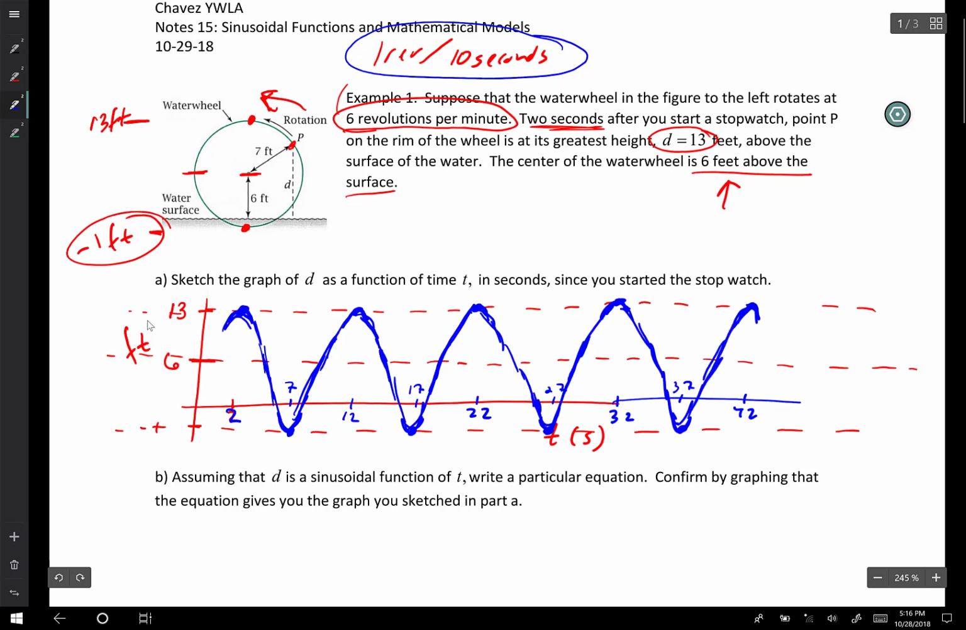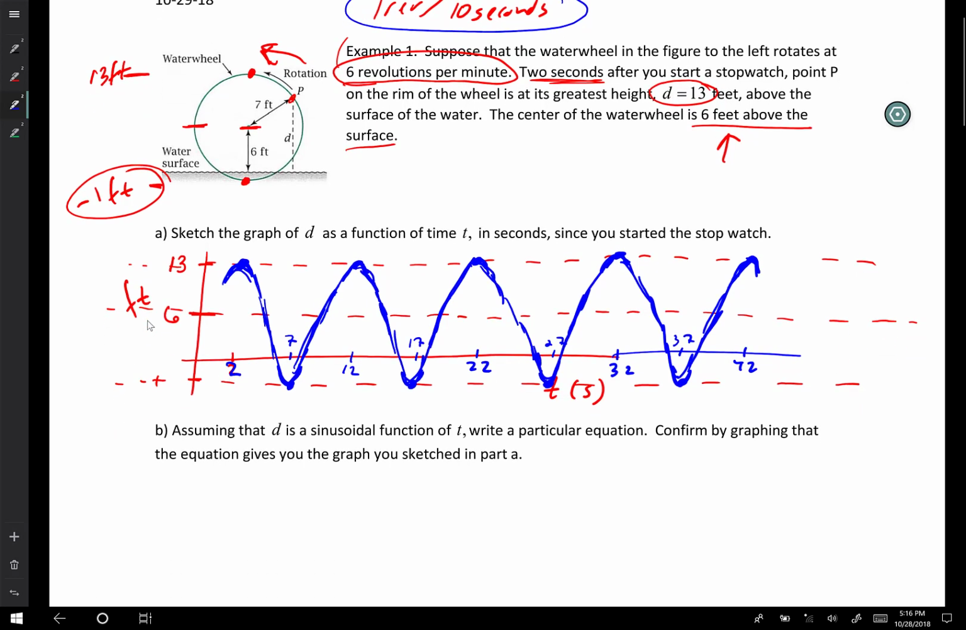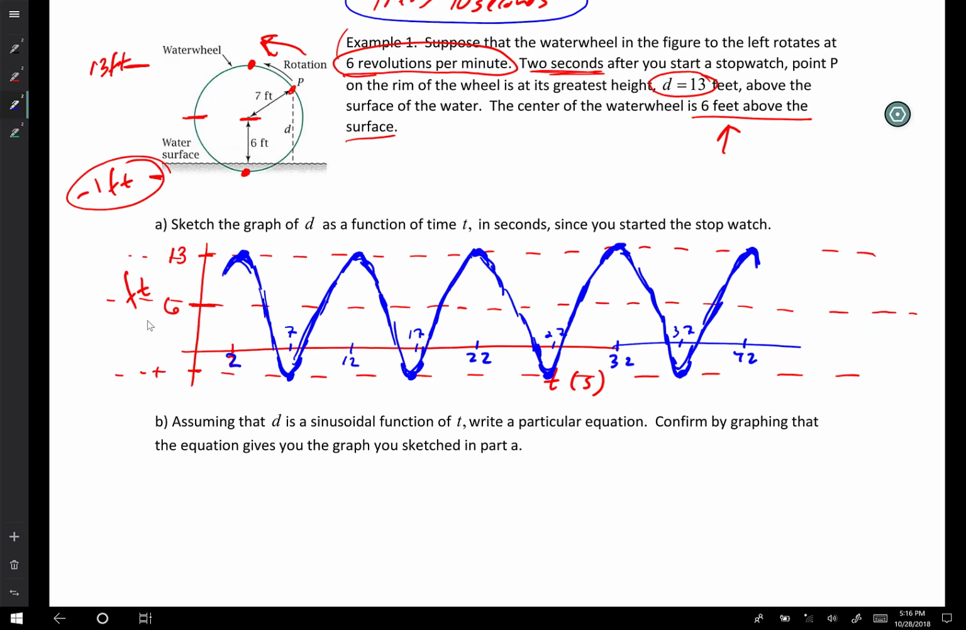And there you go. You got yourself a sinusoidal axis. A function. Haha, LOL. All right. Hopefully everyone has that right there.